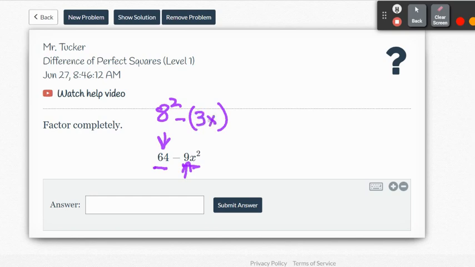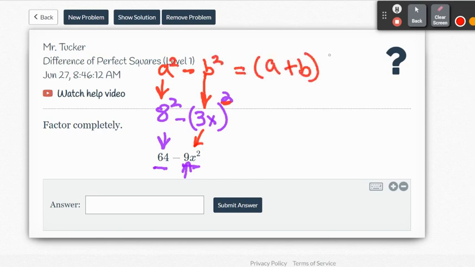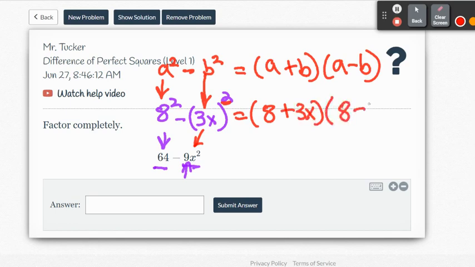So you put 3x in parentheses and put the square up over top of the whole parentheses, because if you distributed this square to both the 3 and the x, you would come back and you would get the 9x squared. So I'm just direct substituting to recognize that this is my a and the 3x is my b. So it's going to be a squared minus b squared. And the formula says I just do a plus b times a minus b. So this is 8 plus 3x times 8 minus 3x.